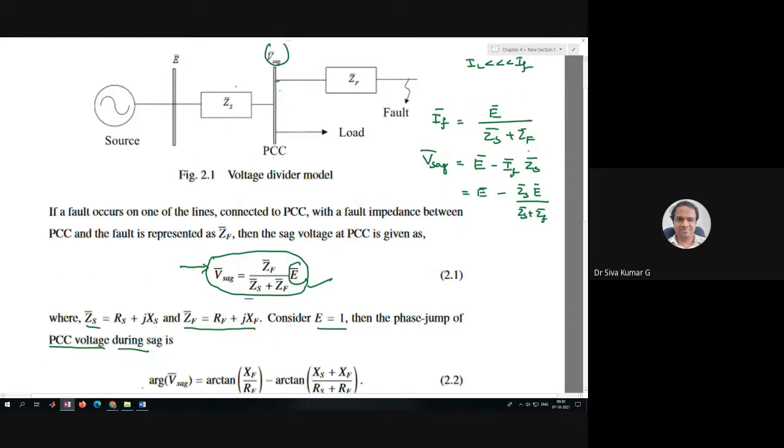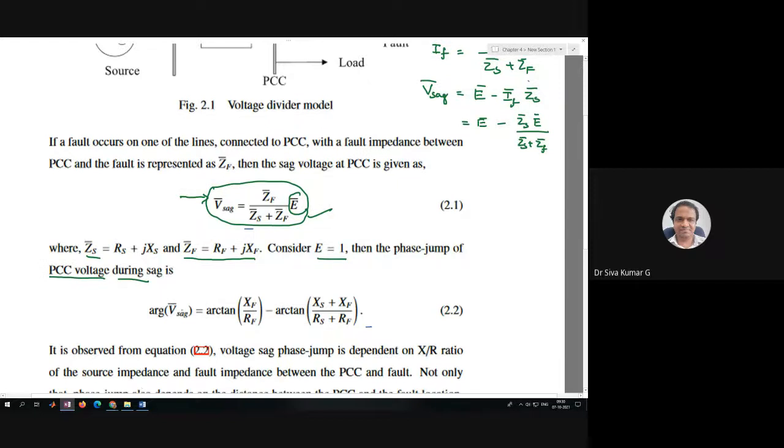Then what we get is the arc of V sag is equal to tan inverse of XF by RF. This is the equation, the tan inverse. We are going to find out this angle. We have taken E as a reference, that E is equal to 1 per unit in magnitude. Then you have an arc of tan inverse of (XS plus XF) by (RS plus RF).